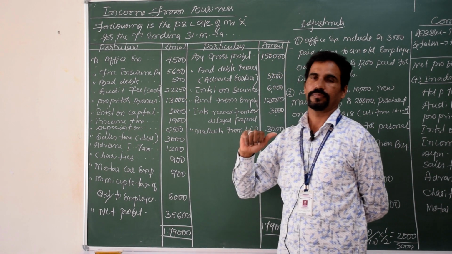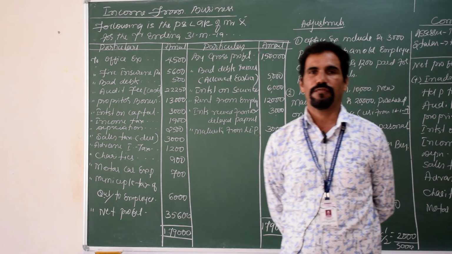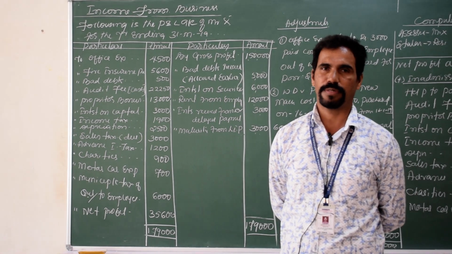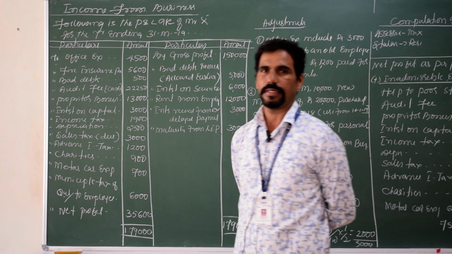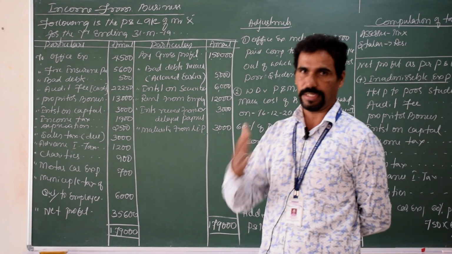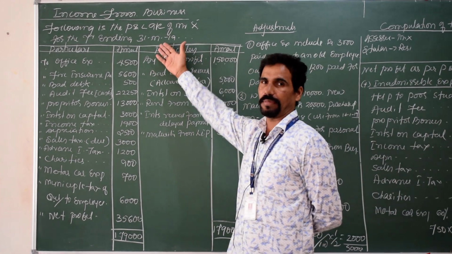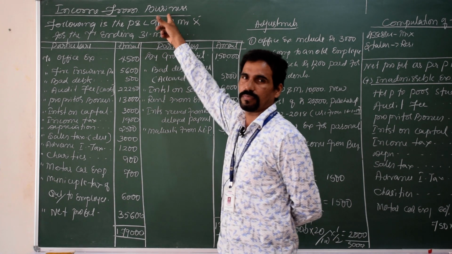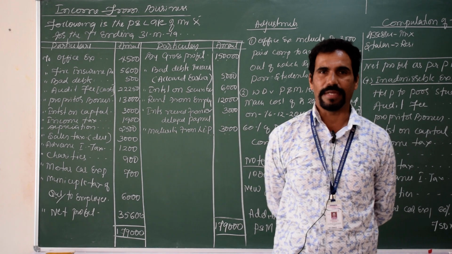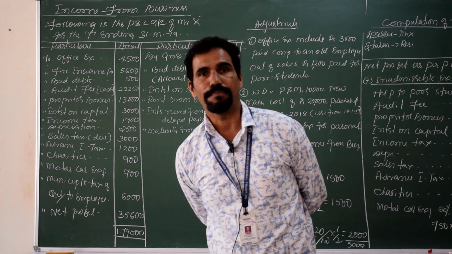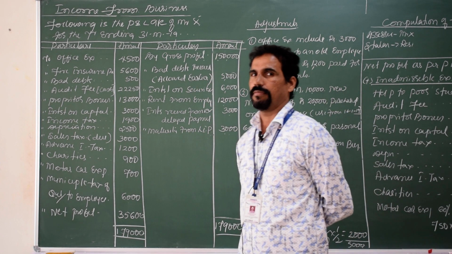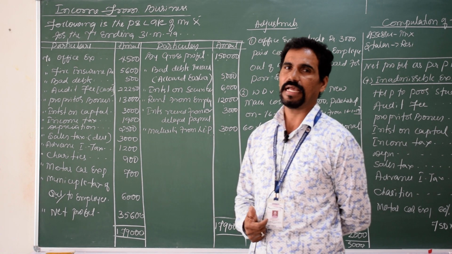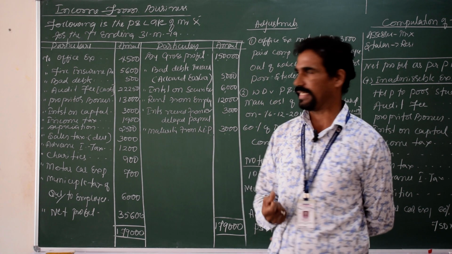Dear students, normally we calculate income under different heads: income from salary, income from house property, income from capital gain, and income from business and profession. Today we are going to highlight business, not profession. What is business? Business means trade, trade means commerce, and commerce means buying and selling activity. That is the short form of business.